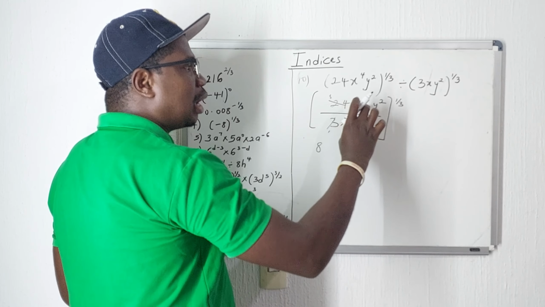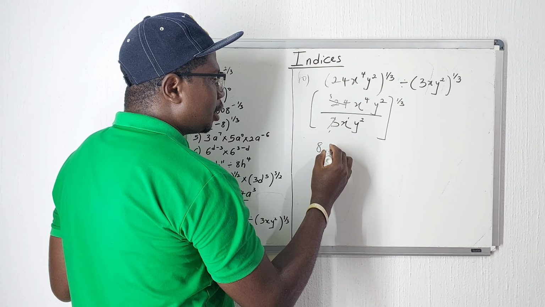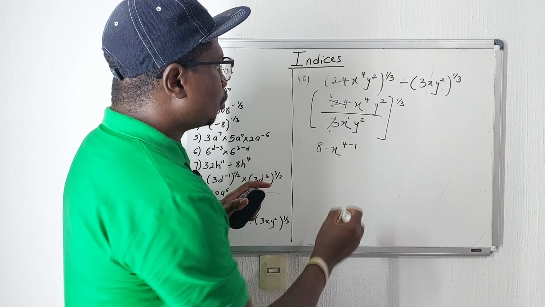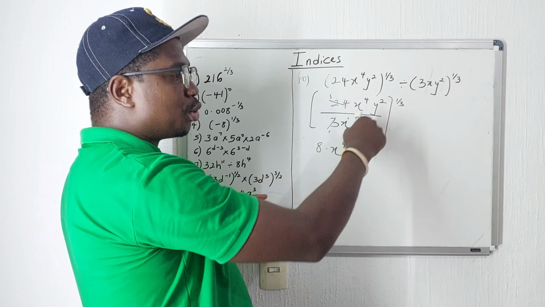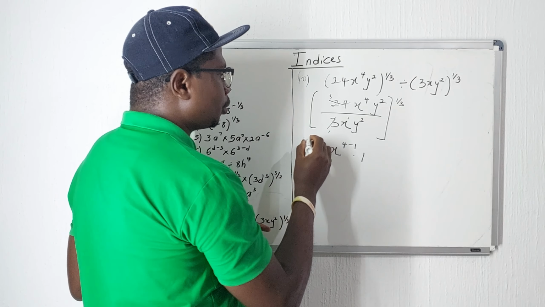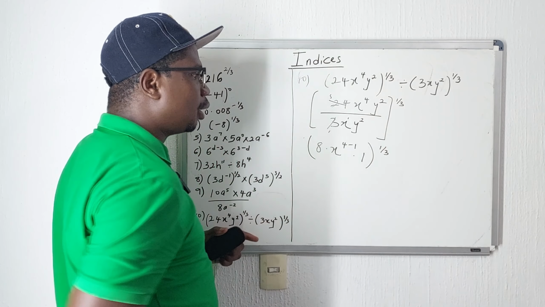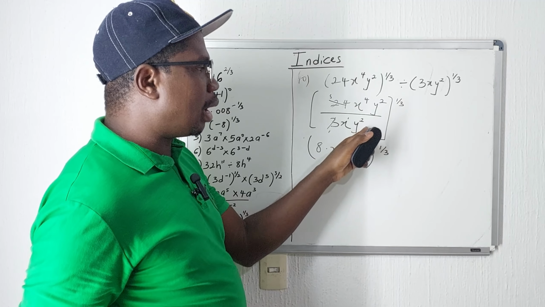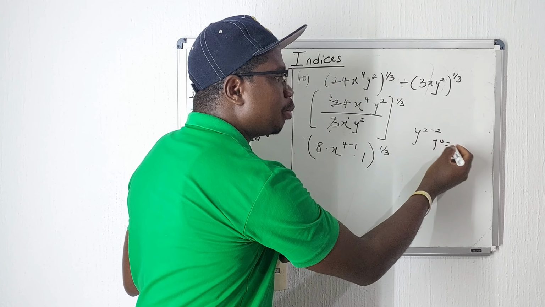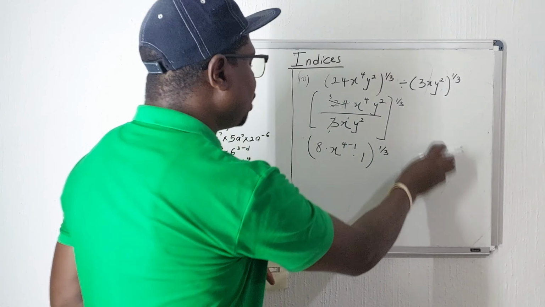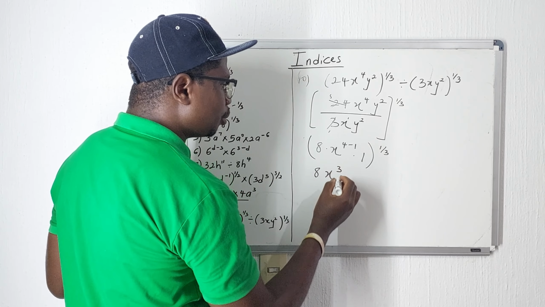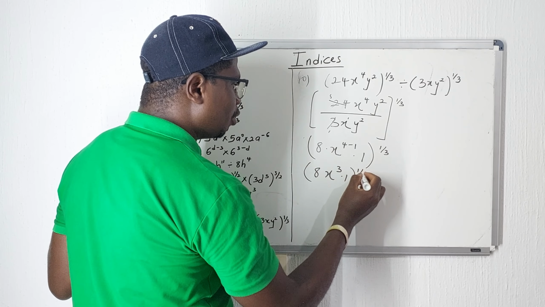So from the quotient law, when we have the same base, we subtract, which is x raised to power 4 minus 1. Now this is y, 2 minus 2 is 0. So anything to power 0 is 1, all raised to 1 over 3. You know how we got this one here? This is y to the power 2 minus 2, which is y^0, and anything to power 0 is what? 1, from our law of indices. So we have 8x^3 times 1, all raised to 1 over 3.